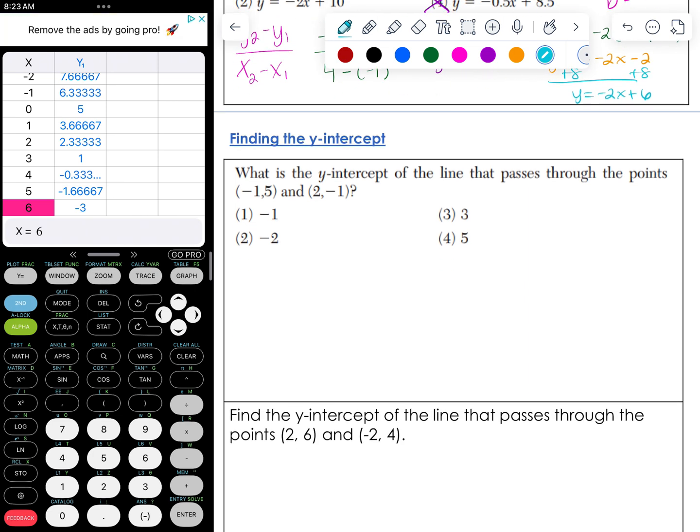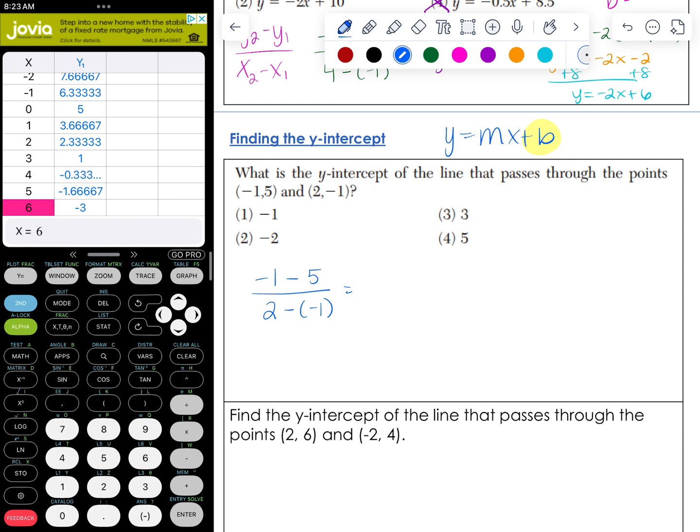And now we've got finding the y-intercept. Just some practice with this. So what is the y-intercept of the line that passes through those points? Recall, y equals mx plus b. We're looking in these questions for what is that b value. Okay, so I've got my y2 minus y1 over x2 minus x1. I do need to find my slope before I can even find the y-intercept. Okay, so that's going to give me a -6 over a 3, which is a -2 as your slope.